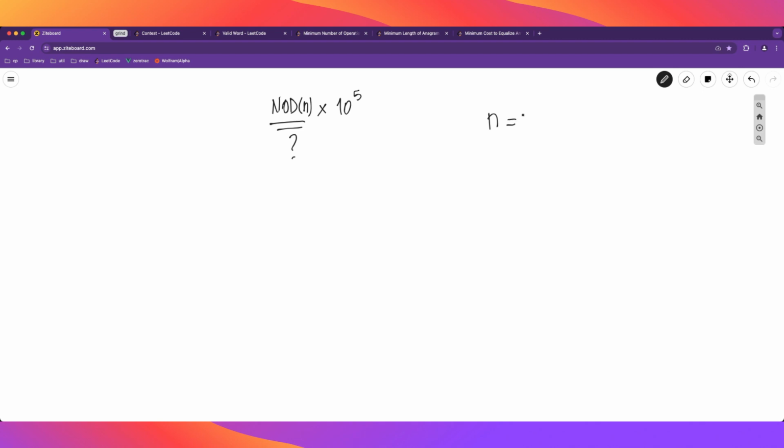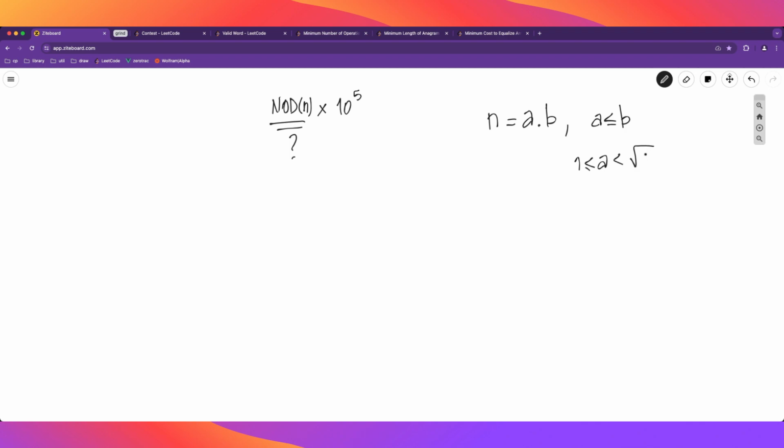Notice that the divisors come in pairs. So if a is a divisor, then it means that when you multiply it by b, you get n, for some integer. So both a and b are divisors, right? And without loss of generality, we can assume that a is less than or equal to b. And so a must be in this range, right?